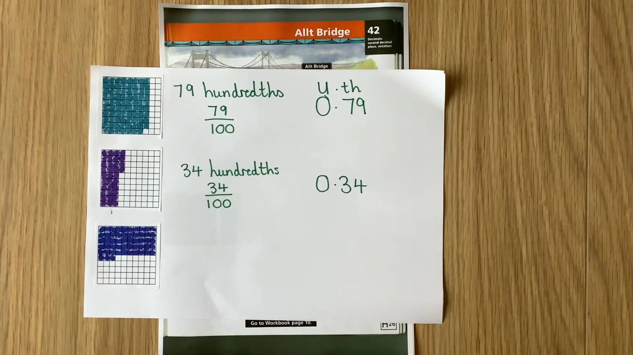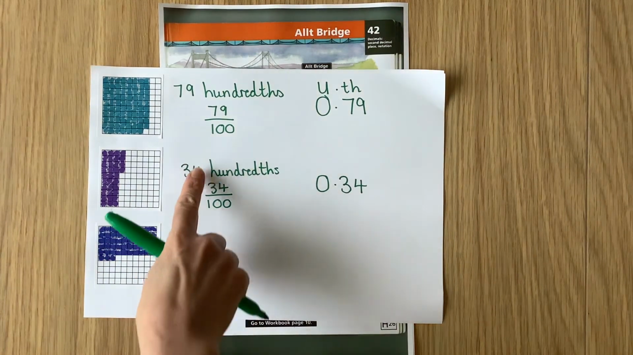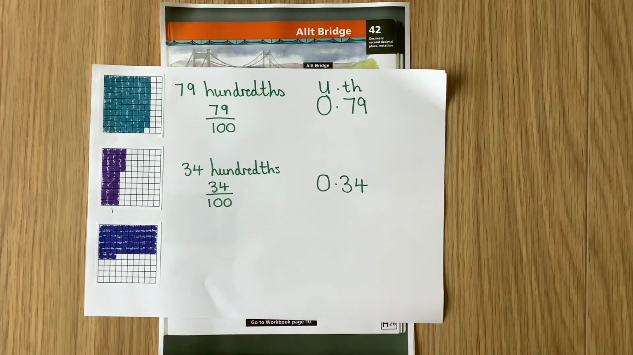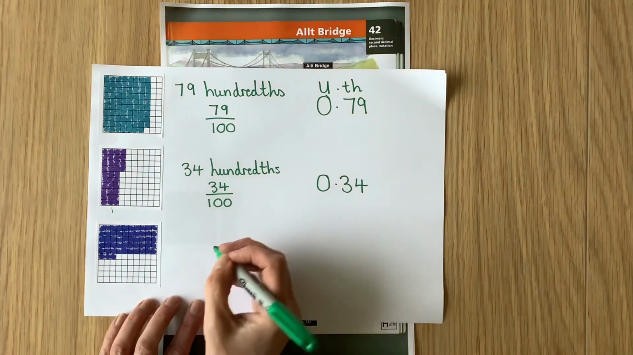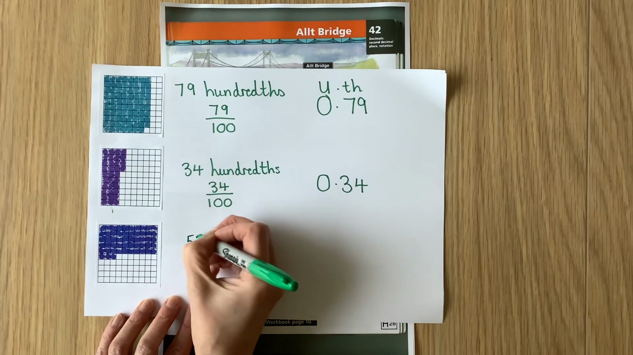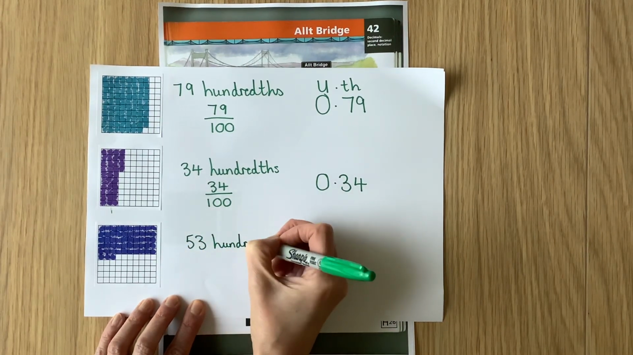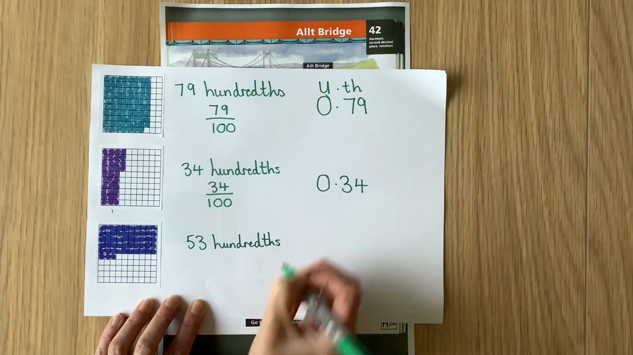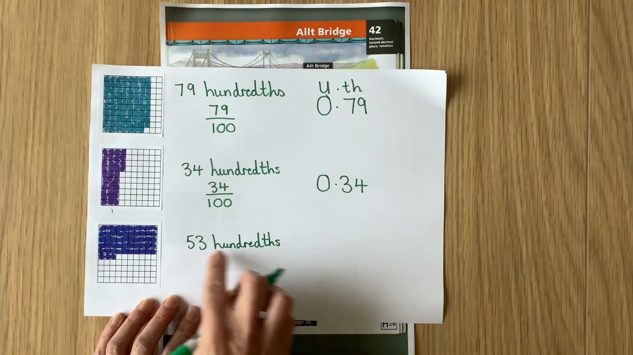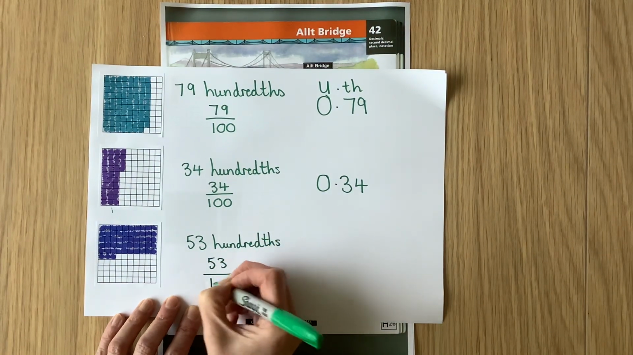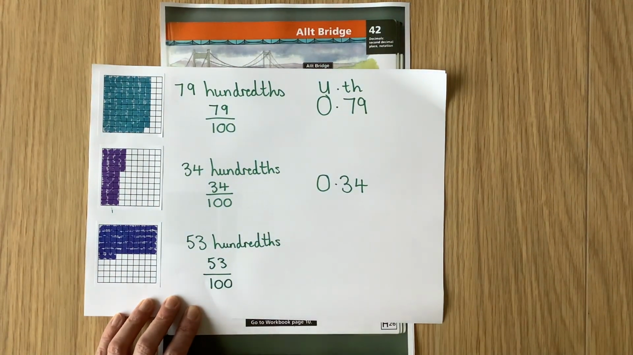Tell somebody in your house what's been coloured in. Can you think of it in 3 different ways? If 53 have been coloured in, how could I write that down? Have you told somebody? Well, we could say that we've got 53 hundredths. Hundredths just mean that something has been divided into 100 smaller parts. So I've got 53 hundredths. What would it be as a decimal?